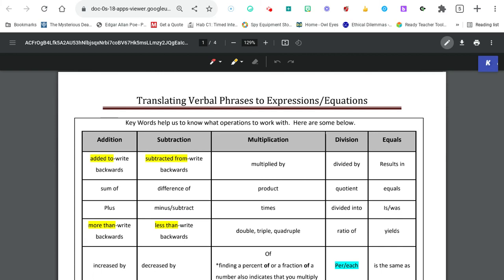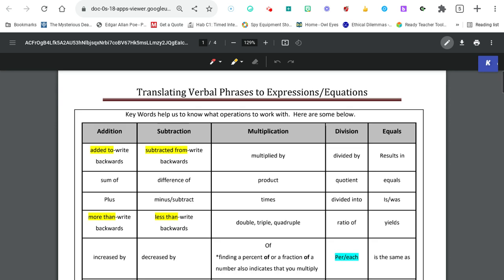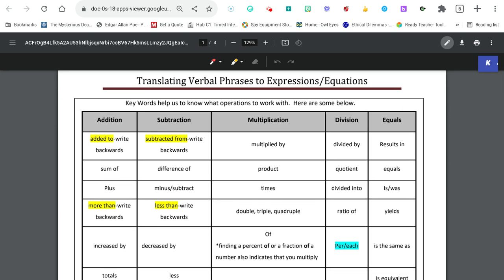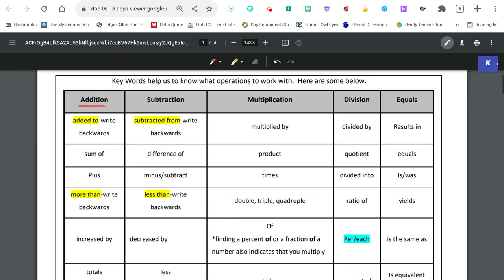For this video, I'm going to go into translating verbal phrases into expressions. And then eventually, sometime this week, we'll get to changing word problems into equations and then solving them. But we'll start off with the basics. So we're just going to start off with some keywords that indicate an operation in math: addition, subtraction, multiplication, division, and also equals. So we'll start off with addition.